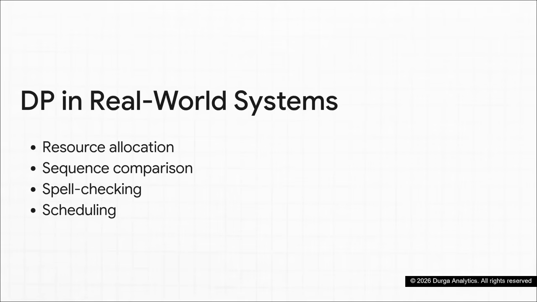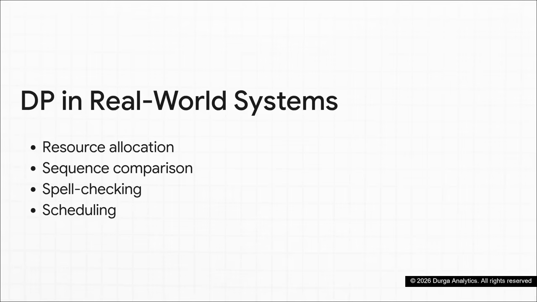Now, you might be wondering, okay, Fibonacci is great for theory, but what about real software? Well, when you're shipping this to production, these algorithms power massive enterprise features. When you look at a version control system like Git and see the diff between two files, that's a dynamic programming algorithm called longest common subsequence at work.